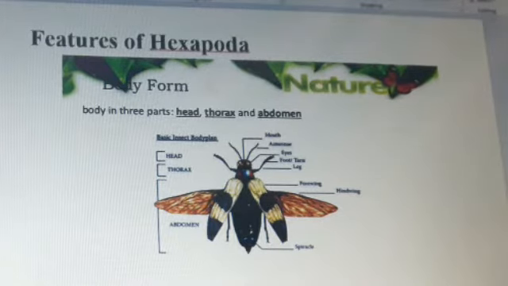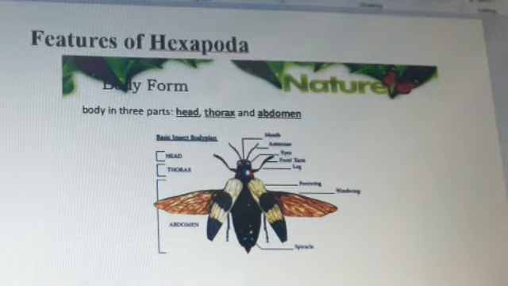If we want to discuss the structure in detail, the body of an insect is divided into 3 tagmata: head, thorax, and abdomen. The head bears a single pair of antennae, mouth parts, compound eyes, and 0, 2, or 3 ocelli. Ocelli are sensory organs.